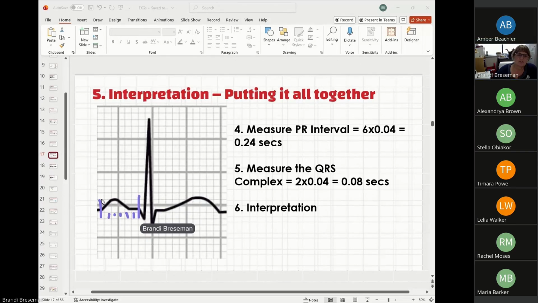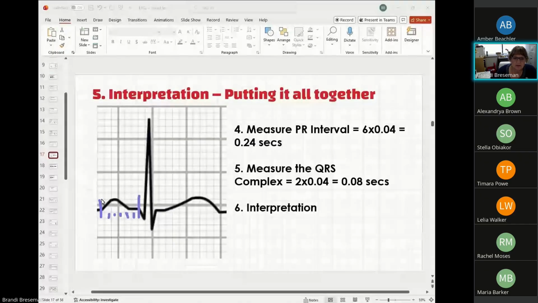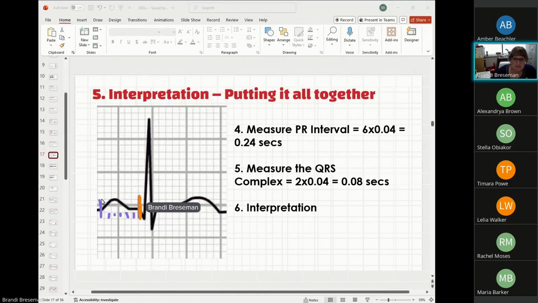Then we're going to measure our QRS. Remember, the QRS is from the beginning of our Q, right here, to the end of our S. There we go. The end of our S is right here. If we look at this, we have one box here, one box here, and one box here. They come up with 2 and I come up with 3.